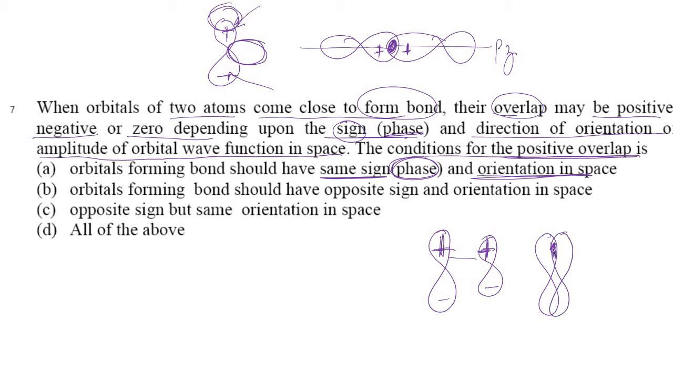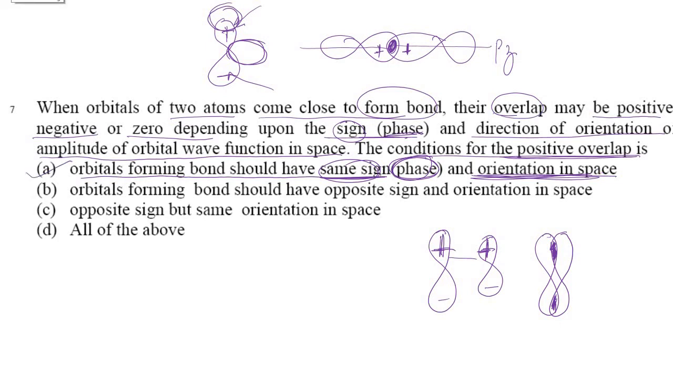So here electron density will be more, and a bond is formed, which is a pi bond, a lateral overlapping, or simply called a sideways overlapping. At the same time, I say that the orientation is important. So from this explanation we can say that orbitals forming a bond should have the same sign, that is called phase, and orientation in space. So the correct option is Option A.